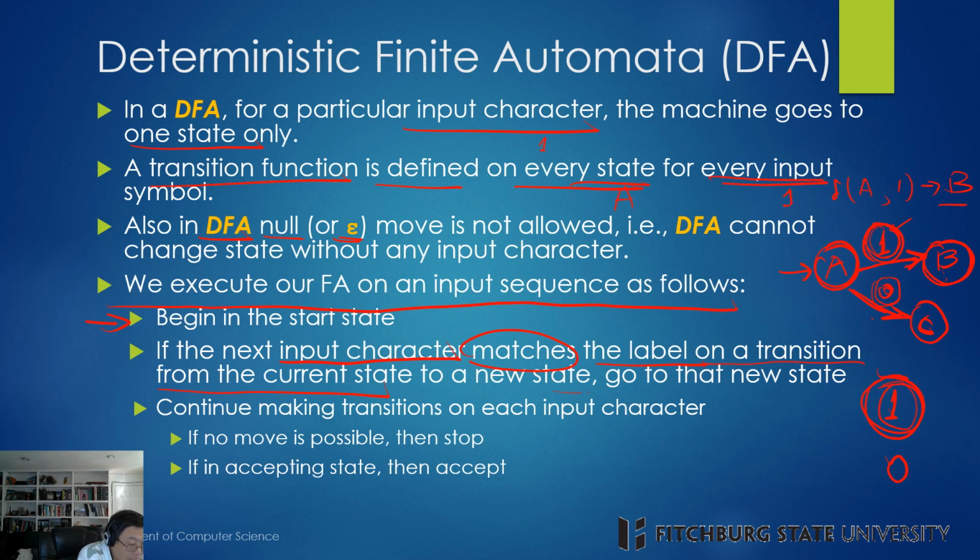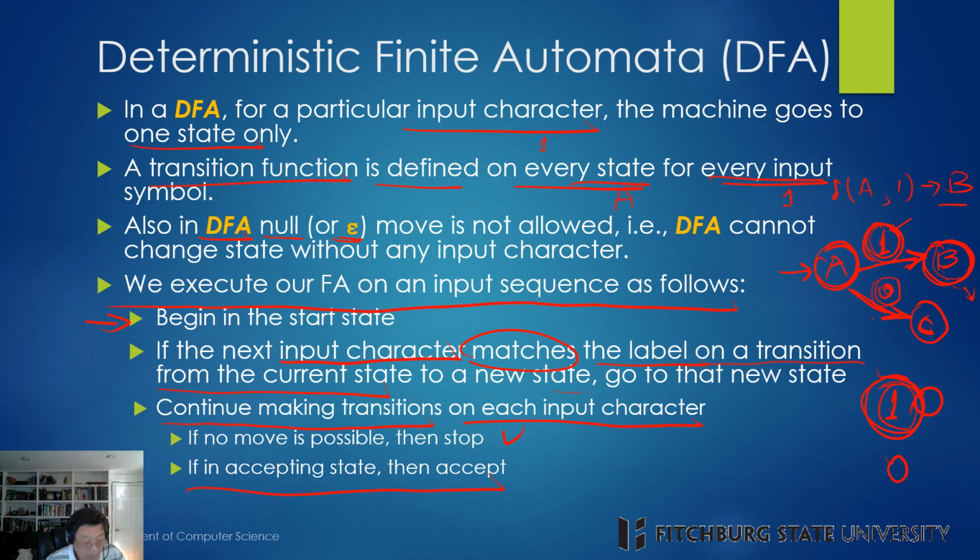Now we continue with this process on each input character. The next character is 0, and then we check what the finite state machine defines. What's the next label for state B? If no move is possible, then stop. And if it's an accepting state, then accept.